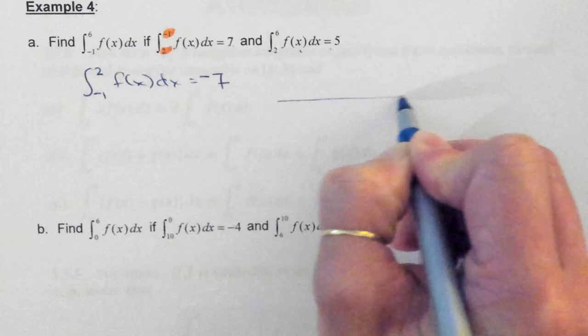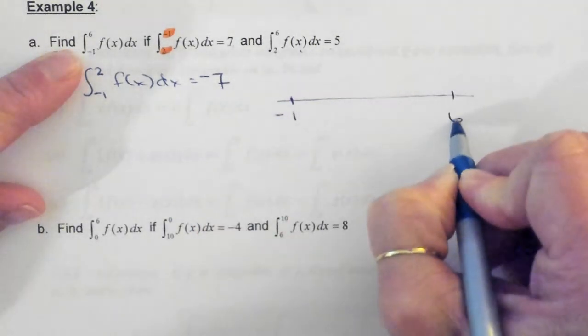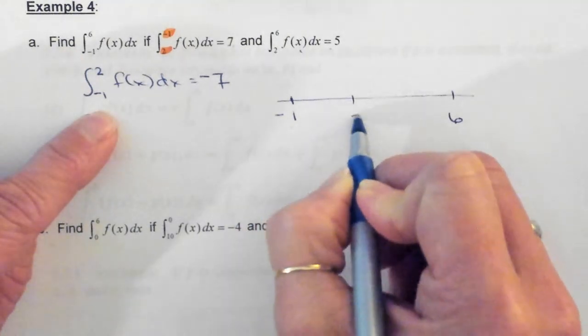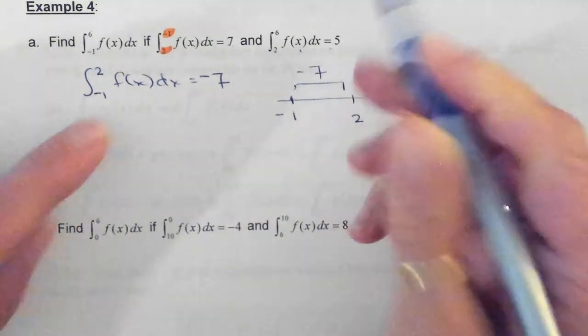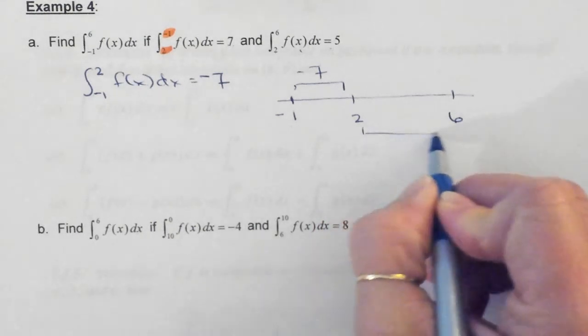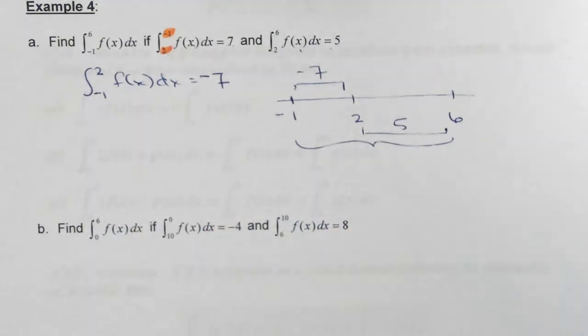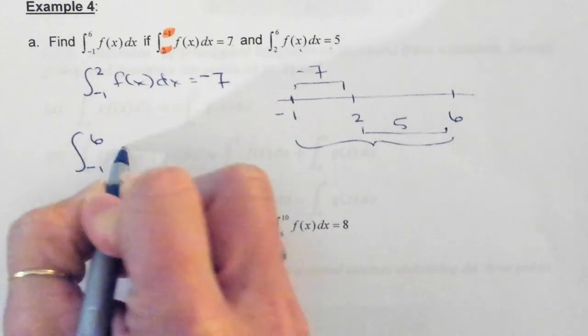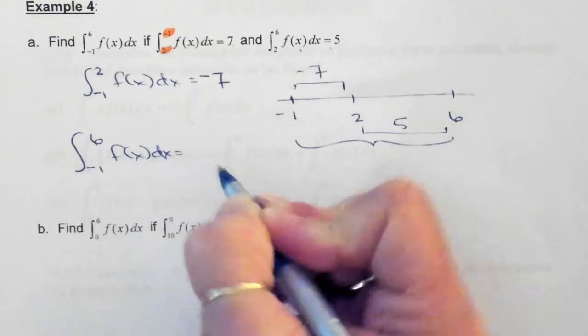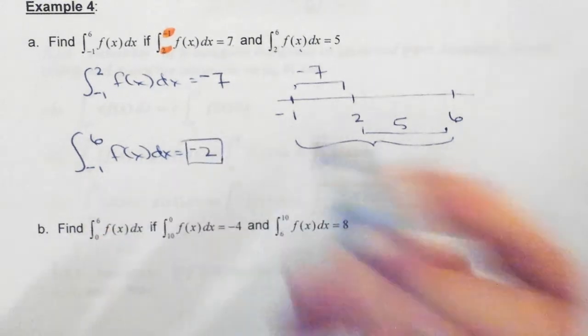So think about it like this. They want us to find the area from negative 1 all the way to 6. They gave us from negative 1 to 2, here's my area, it's negative 7. That's the value. Okay, this is not the graph. This is just the value. I'm thinking about it algebraically in my head. Then from 2 to 6, the area is 5. If I want this total area, what do I do with those two values? Oh my gosh, I just add them. So we're saying the integral from negative 1 to 6 of f of x dx is equal to what? Yeah, negative 2. You're done. That's it.